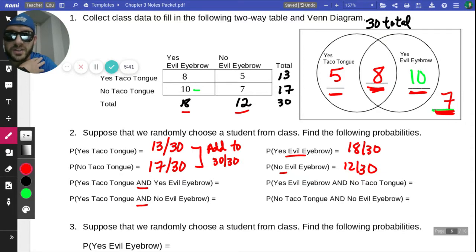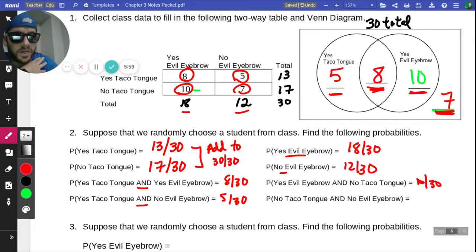So yes, taco tongue, and yes, evil eyebrow. So that's going to be our 8 out of 30. Yes, taco tongue, and no evil eyebrow. That's going to be our 5 out of 30. Yes, evil eyebrow, no taco tongue. That's going to be our 10 out of 30. And then no and no is going to be our 7 out of 30.